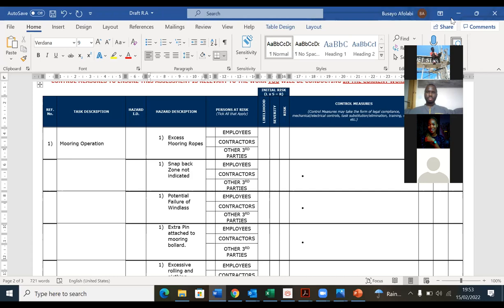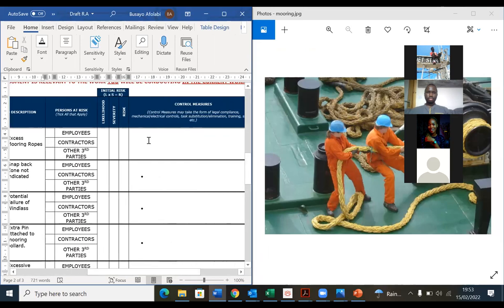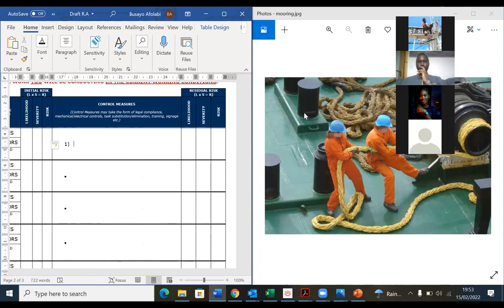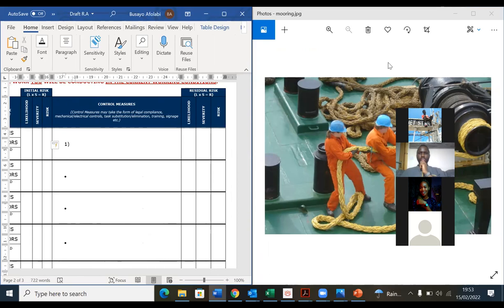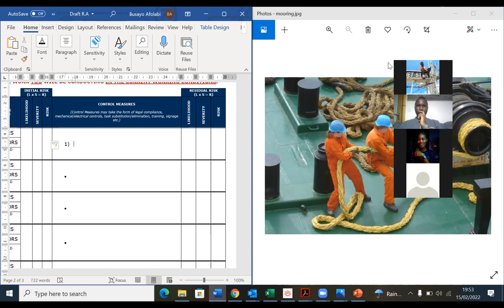The control measure here is, since two of them are partaking in the job, when the front one pulls the rope, the excess can be cleared by the one behind instead of allowing it to coil close to his leg. As the rope comes, it pushes it away, because most of the job is being done by the guy in front, so he has time to also push the rope away.